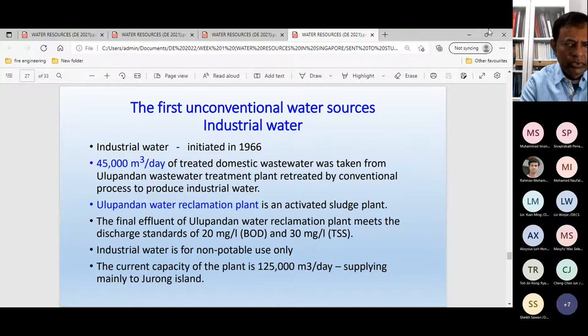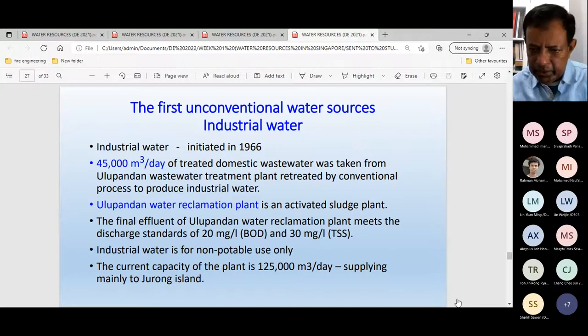The project which diverted the water from stormwater drains and stored it in man-made reservoirs is one of the projects implemented by PUB to collect water.